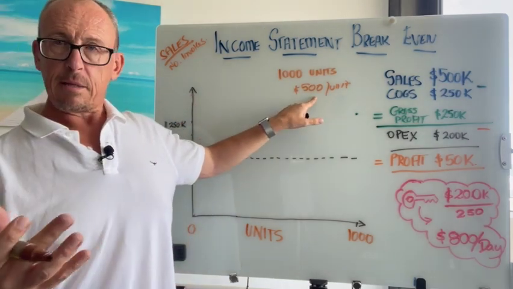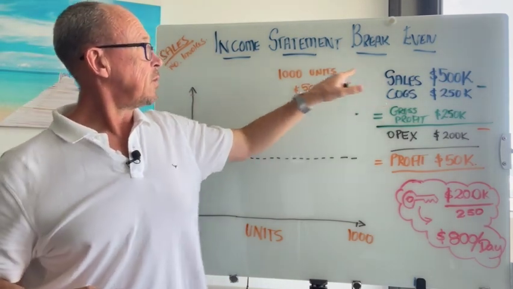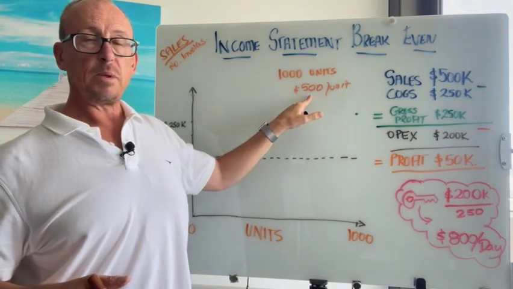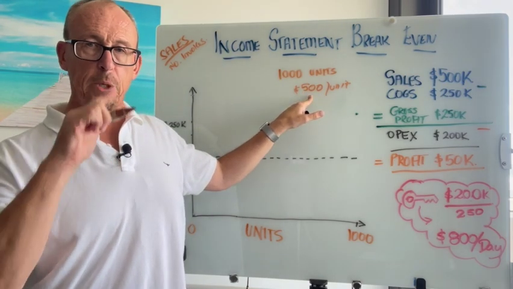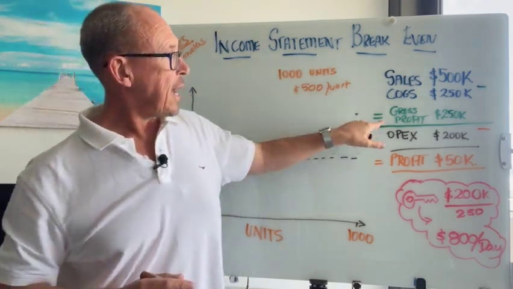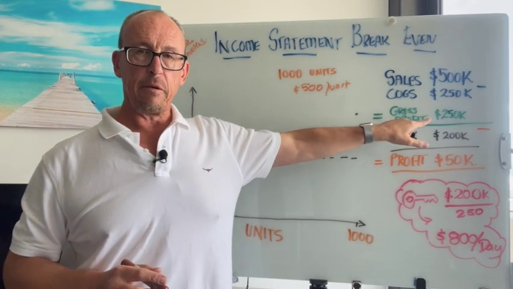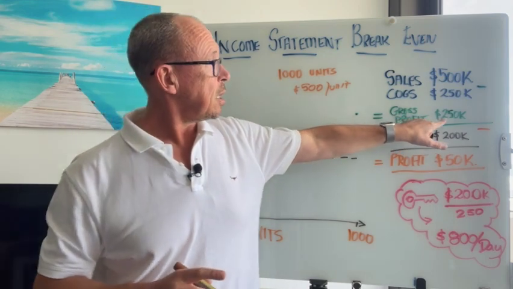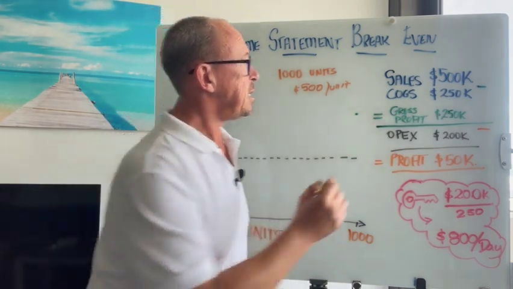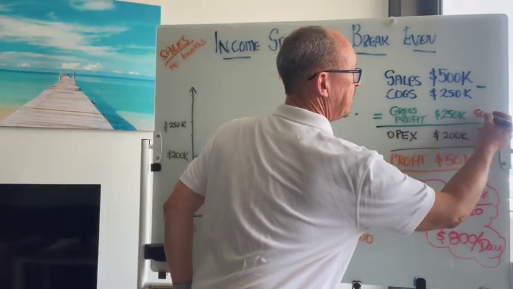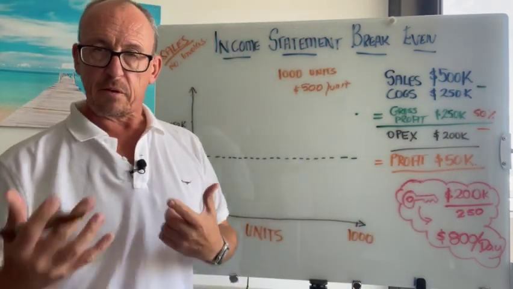And we worked out then 500,000 divided by 1,000 invoices means we had $500 average sale per unit. Now, we know that our gross profit, which is sales minus COGS, is 250, or as a percentage, 250 as a percentage of 500 is 50%. So you've done these examples if you've seen these videos before.